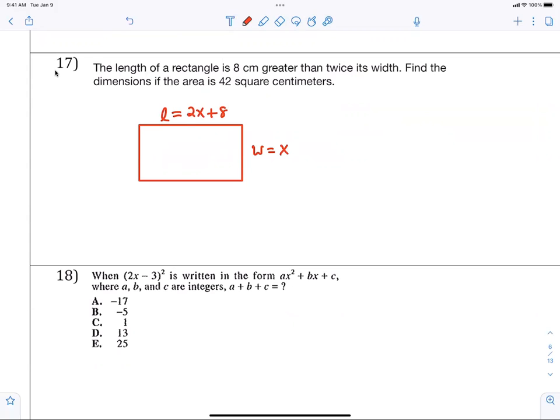And now it says the area is 42. So how do I write that? Come on, how do I write that? Yes, length times width equals 42, but we already have L and W. So we're going to say x times 2x plus 8 equals 42. Solve that.